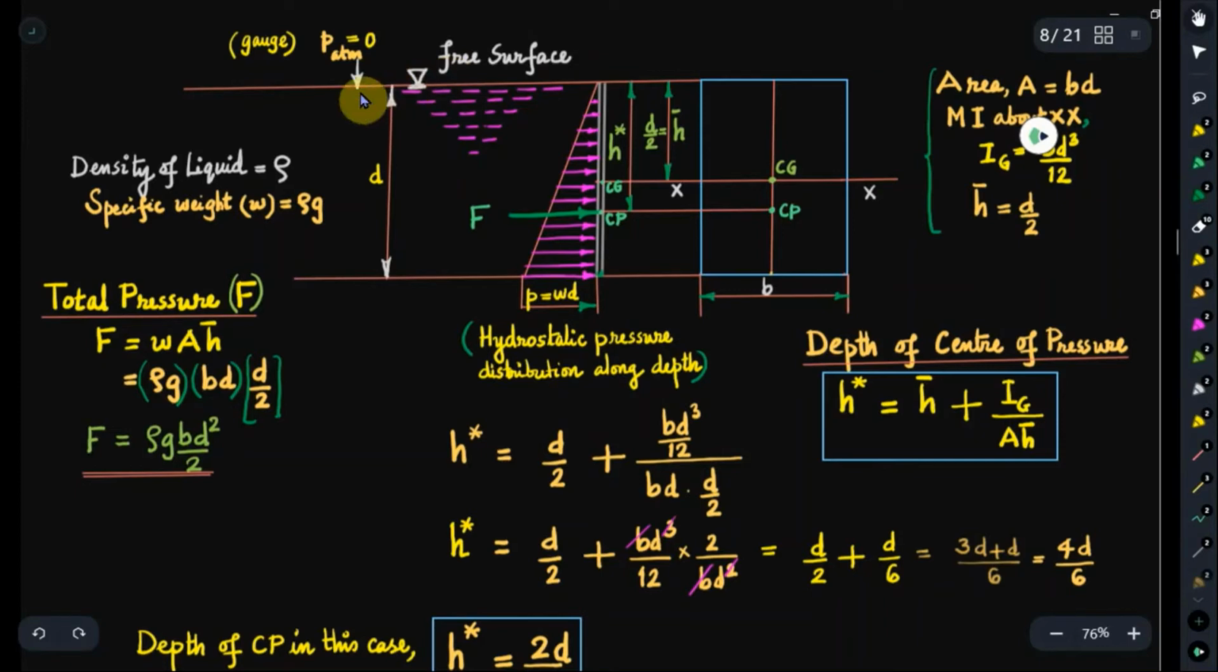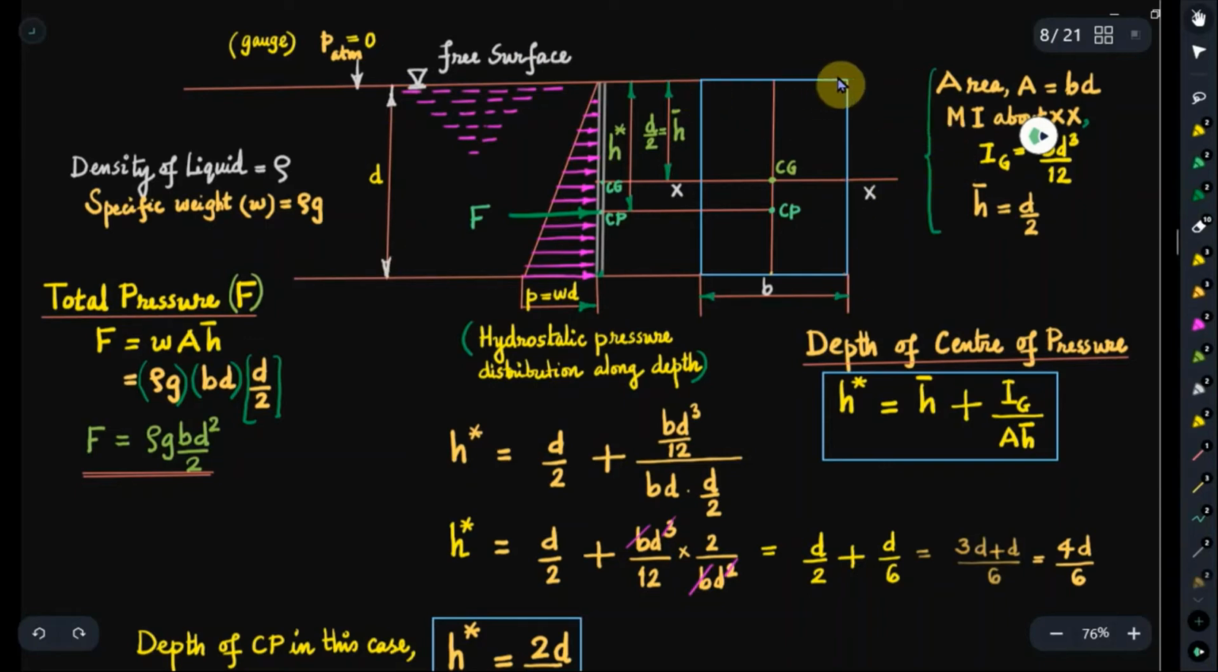On the gauge pressure scale, the value of atmospheric pressure is taken as 0. So, as we go down below the free surface, the pressure increases. So, what is the pressure at the bottom edge? That is W into the depth. What is the depth here? The depth of the rectangular lamina.